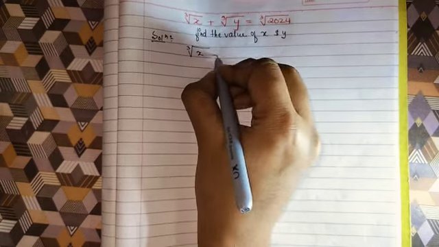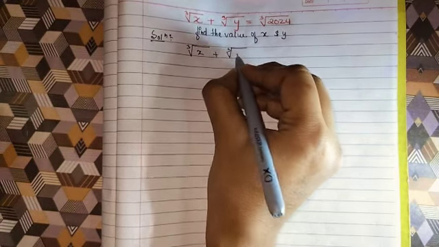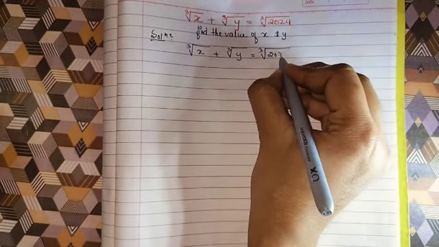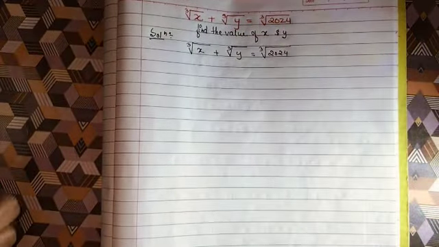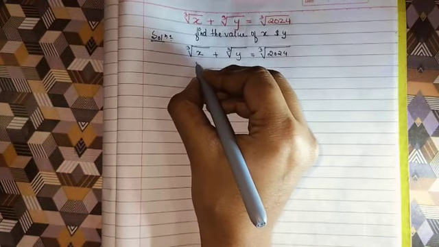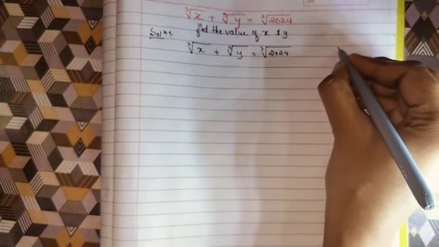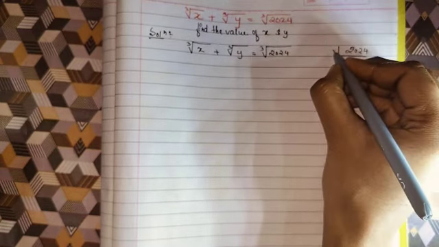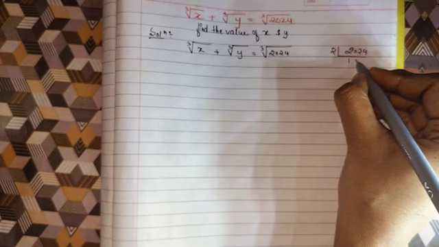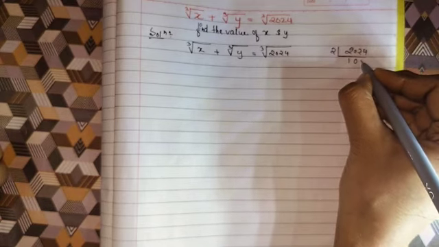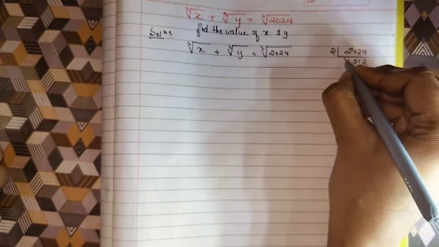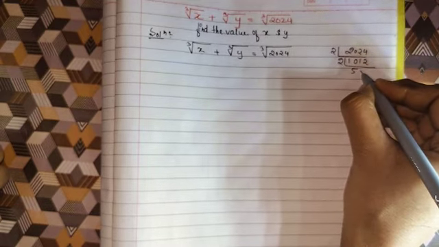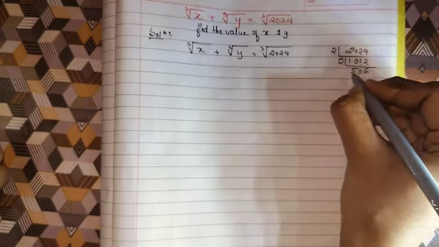Cube root of x plus cube root of y is equal to cube root of 2024. Fine. Now firstly we will factorize 2024. So 2 1s are 2, 2 0s are 0, 2 1s are 2, 2 2s are 4. Now 2 5s are 10, then 2 6s are 12.